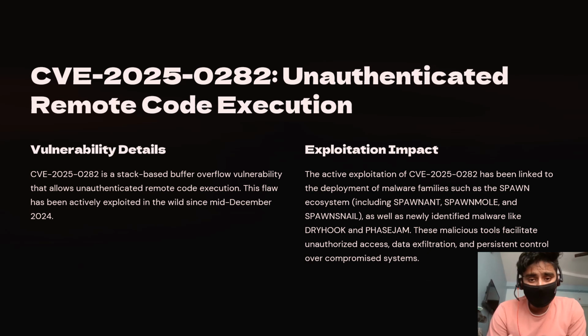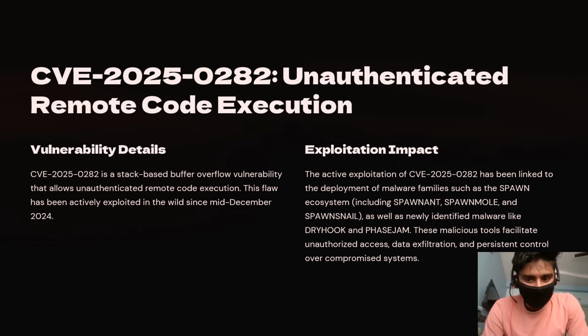So first thing is the details. We have to get the information about the vulnerability. CVE-2025-0282 is a stack-based buffer overflow. I'm repeating again, it is a stack-based buffer overflow vulnerability. What it does is it allows unauthenticated remote code execution. This flaw has been actively exploited since mid-December 2024.